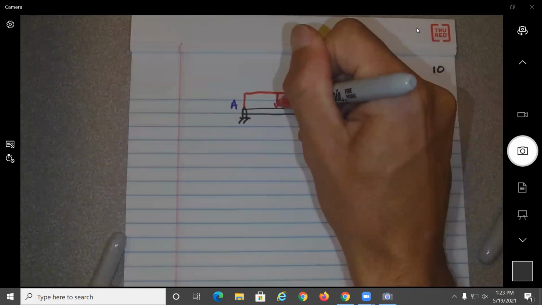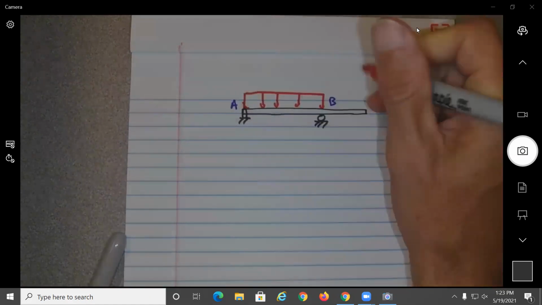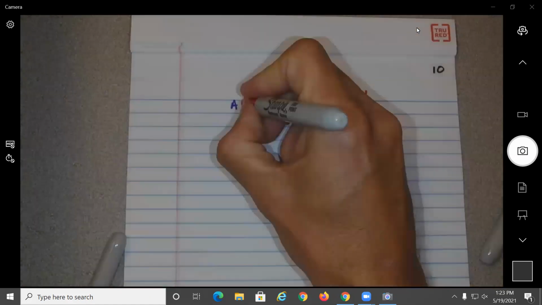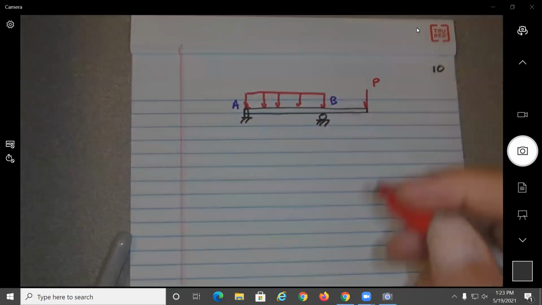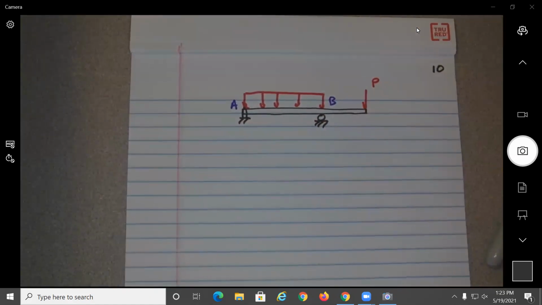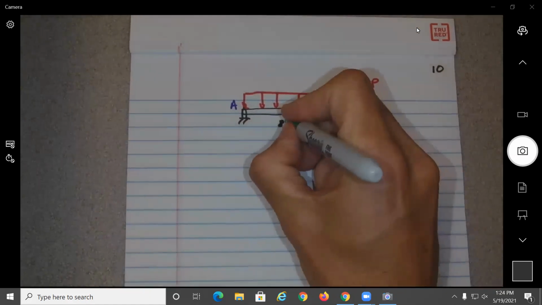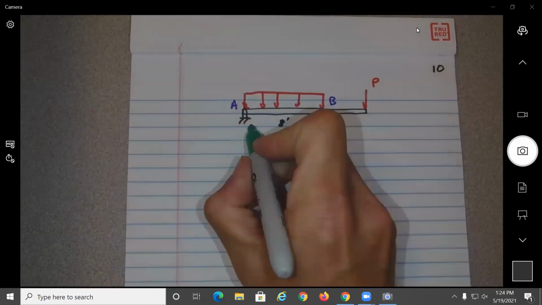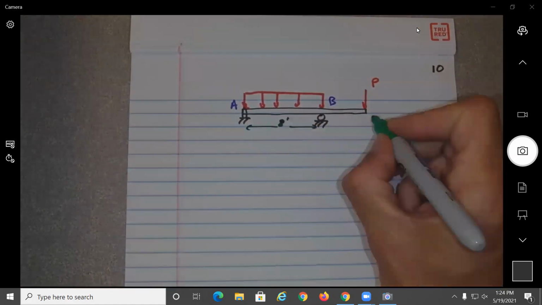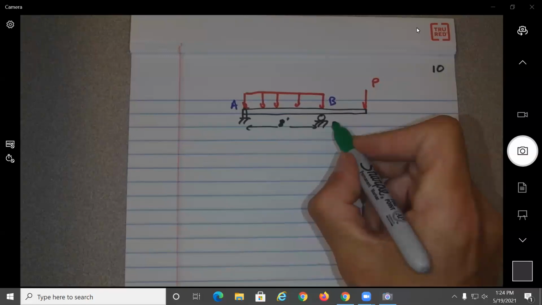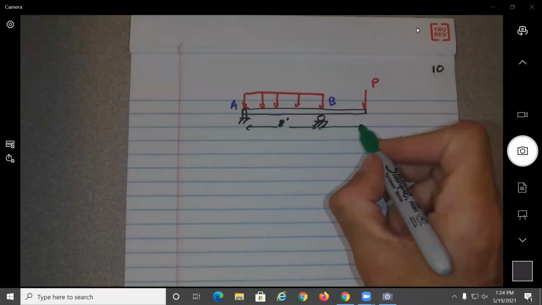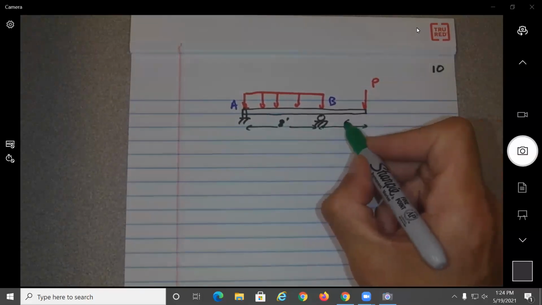We had a distributed load over here, and we had a punctual load over here. And we knew the distance between A and B is 8 feet, and between B and the end here is 6 feet.